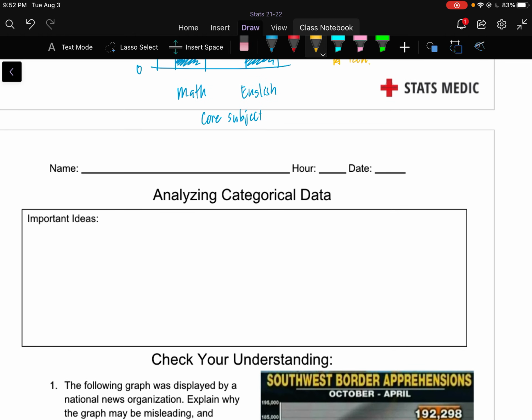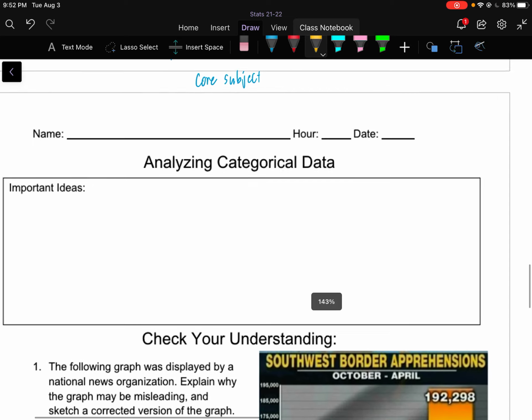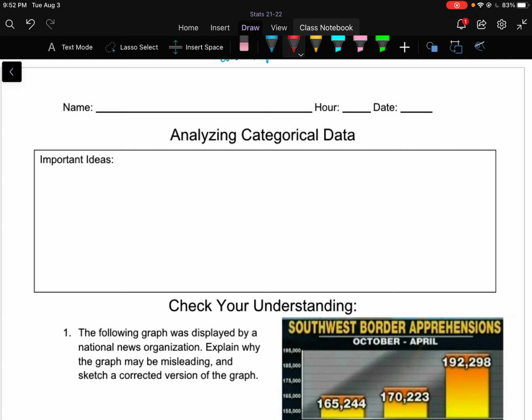All right, so now we'll move on to the back side. We'll go over some formal notes, and then I'll have you pause the video. You can do the two check your understanding questions, and then unpause when you're ready to check your work. Okay. But first, let's go ahead and take care of our formal notes.